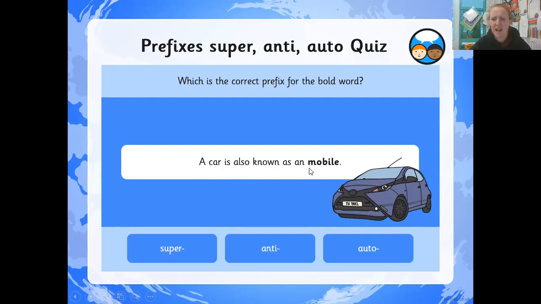A car is also known as an "supermobile", although that could work because you could have a mobile that's a car, and it could be a supermobile, more than just a normal car. But we know because we've got the word "an" here, so it can't be that. A car is also known as an "antimobile". Well, that doesn't make sense, does it? A car is also known as an automobile, which means with a little bit of help from a human, it can drive, but it does a lot of work on its own. An automobile.